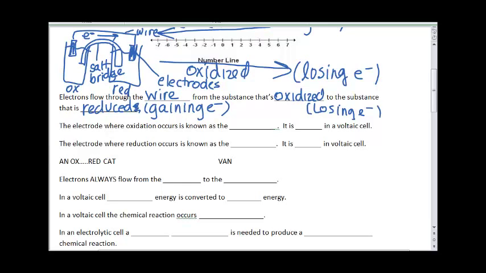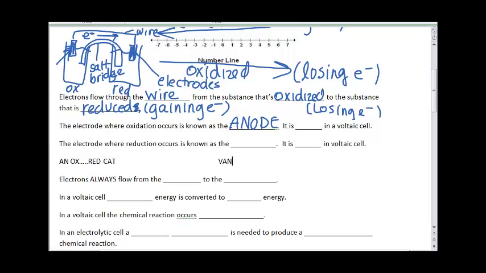The electrode, the solid piece of metal right here on our picture where oxidation occurs, is known as the, does anybody know? What is the name of the electrode where oxidation occurs? It's the anode.